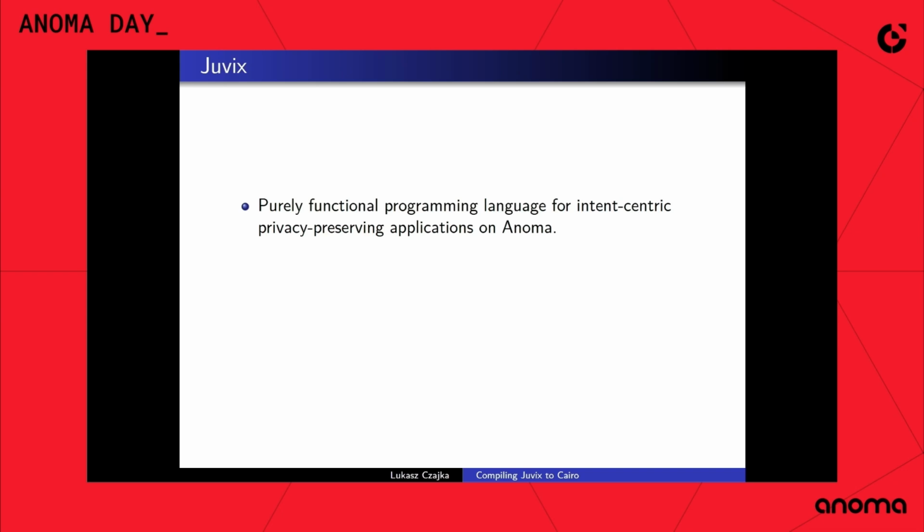Okay. So first, what is Juvix? Juvix is a purely functional programming language we've been developing at Heliax for around 3 years now, intended to be used for intent-centric, privacy-preserving applications on Anoma. So it is a strongly statically typed language with eager evaluation.